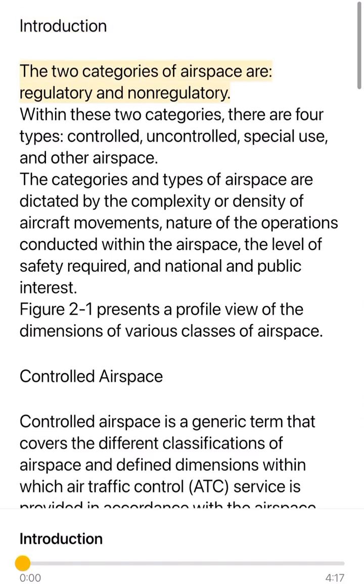Introduction. The two categories of airspace are regulatory and non-regulatory. Within these two categories, there are four types: controlled, uncontrolled, special use, and other airspace. The categories and types of airspace are dictated by the complexity or density of aircraft movements, nature of the operations conducted within the airspace, the level of safety required, and national and public interest.